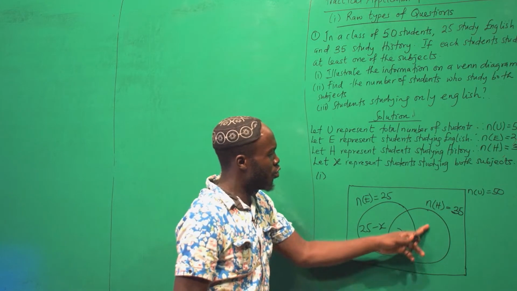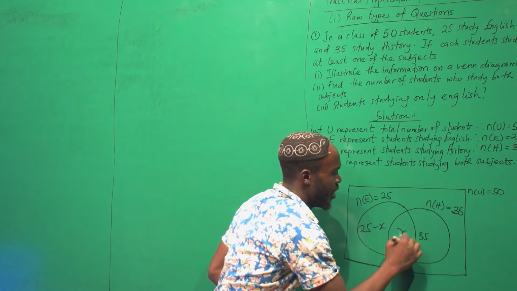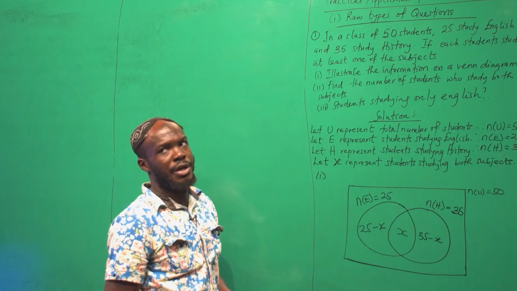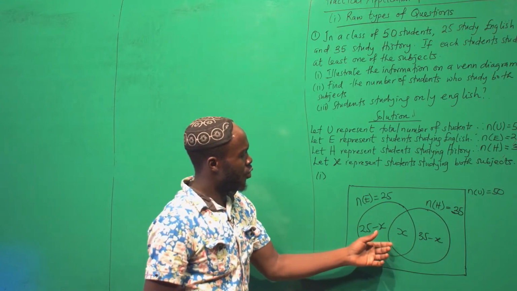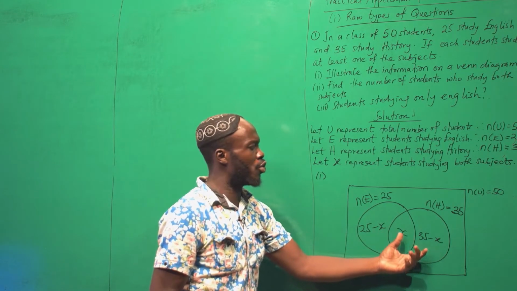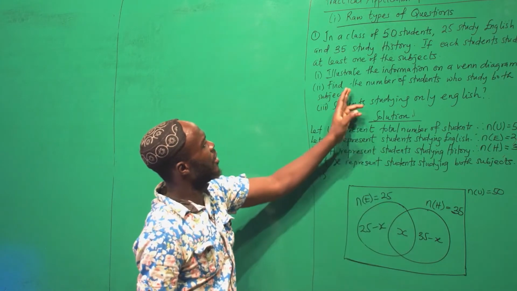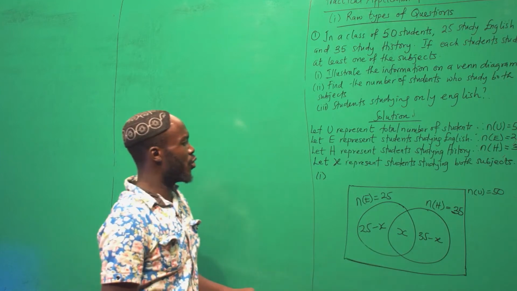Then here also, if you want to look for history only, it becomes 35 minus X. Are we there? So when you finish writing all this, then you need to solve. So this is what you've represented on the Venn diagram now. Find the number of students who study both subjects, that is X. So we are moving on to the II.